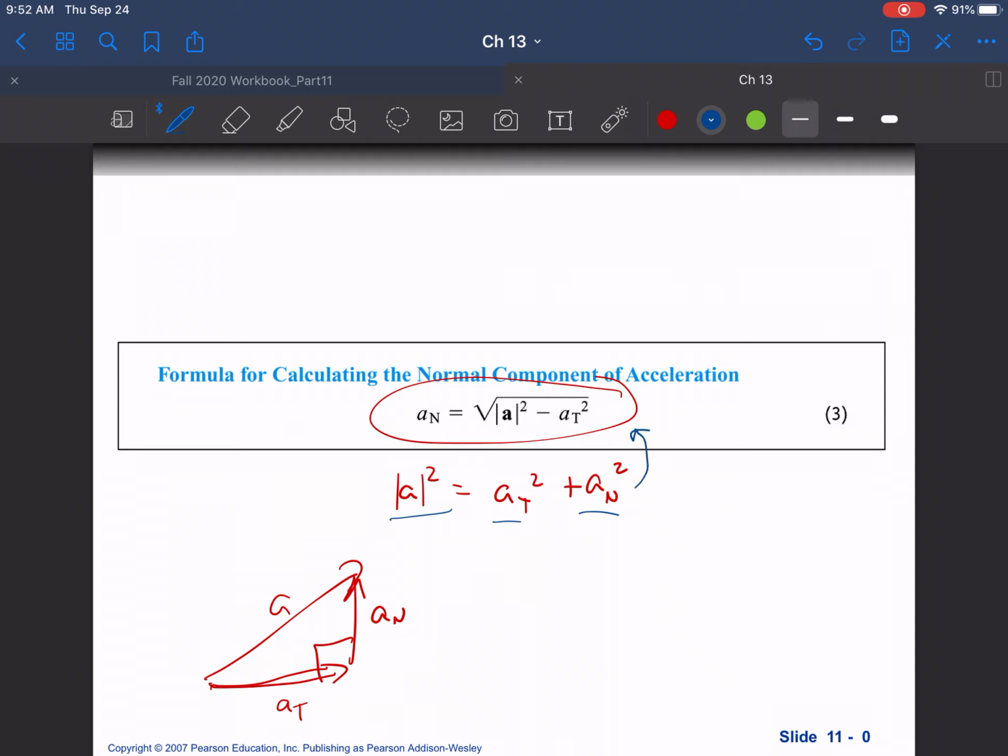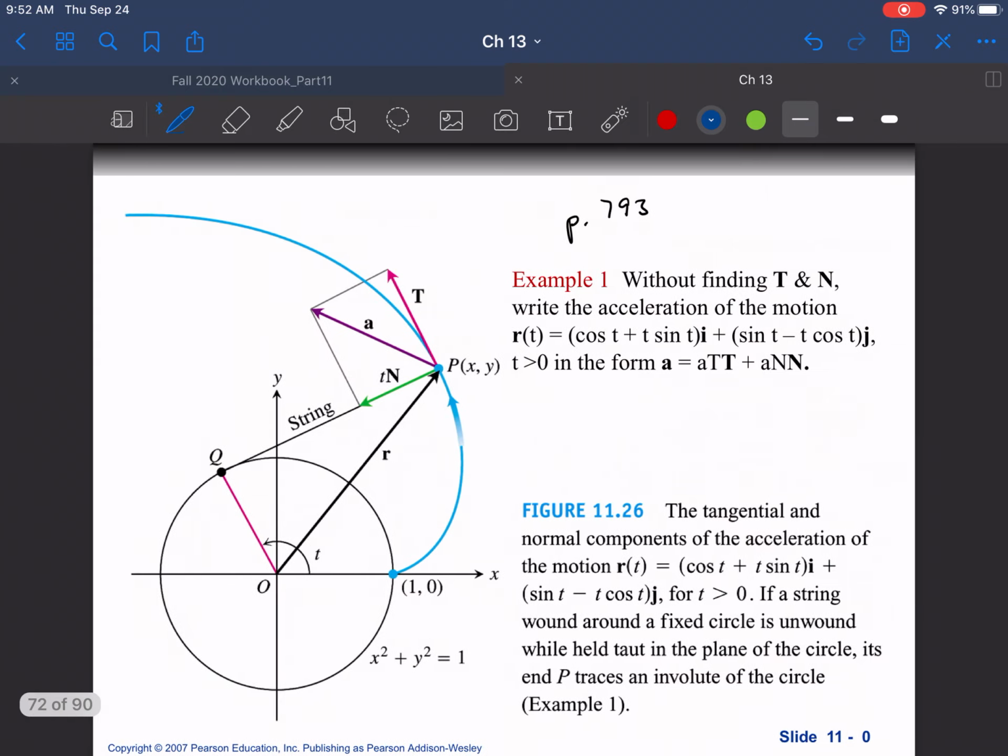And then what we have there is a typically easier method for calculating the normal component, where you don't have to find the curvature or anything like that. So once you find the tangential component, square it, take it away from the magnitude of the acceleration squared, and square root it. Typically an easier way. Here's an example of that being done.